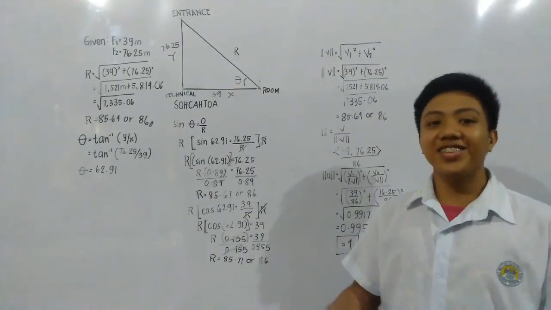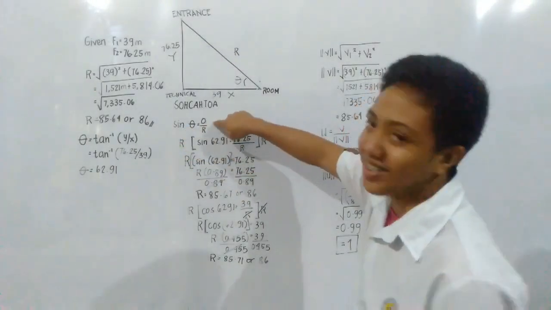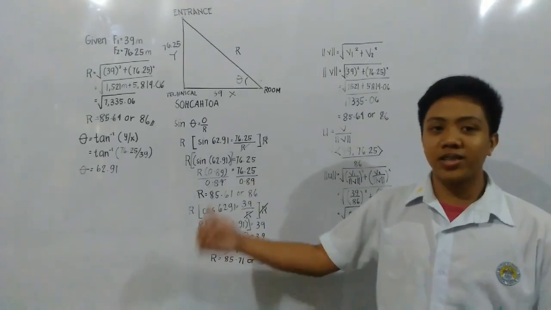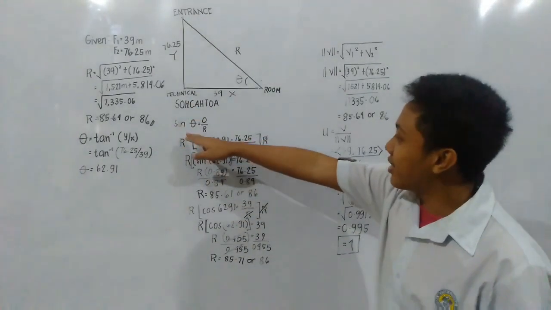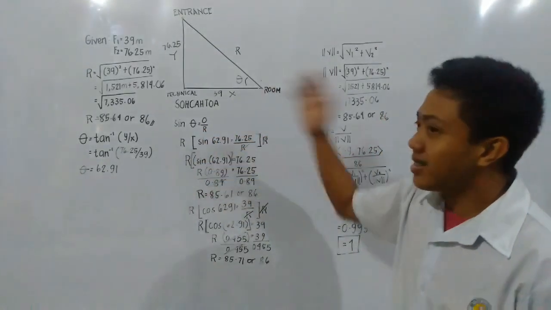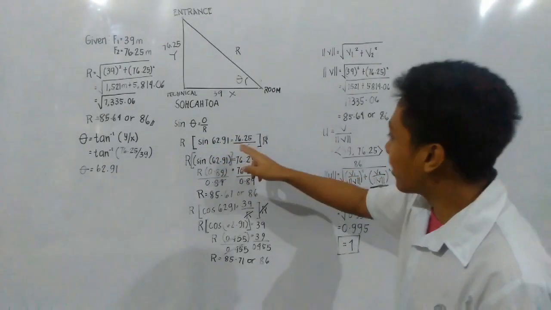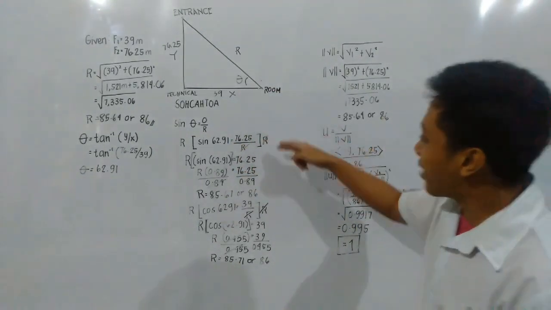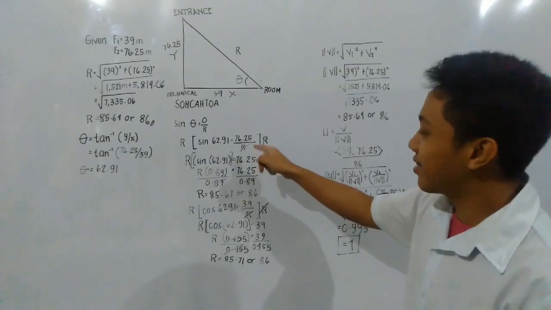So now, we're going to check if the results are correct. So we will use the formula sine theta is equal to opposite over resultant. So we will substitute the given values. So sine 62.91 is equal to 76.25 over r. So we will multiply both sides by r, so we cancel the r in the formula.